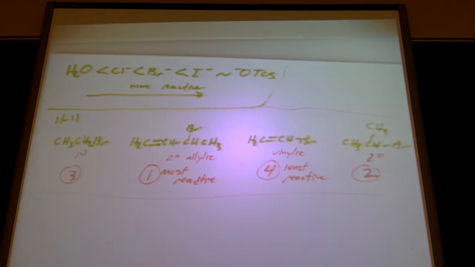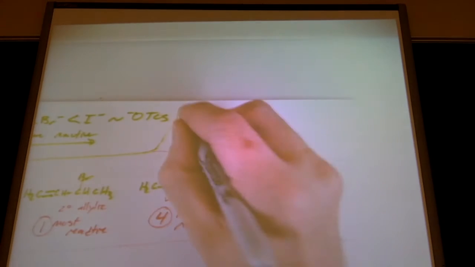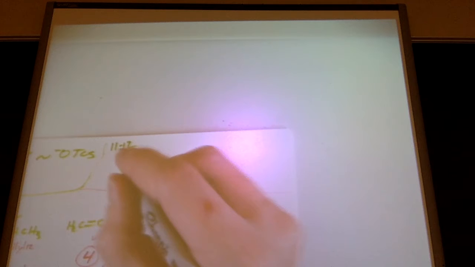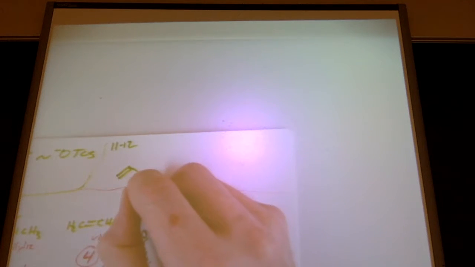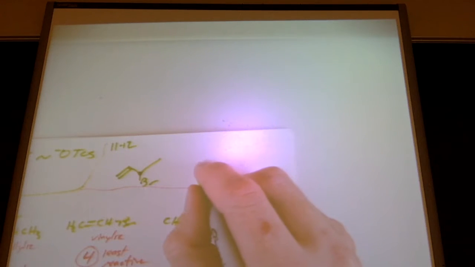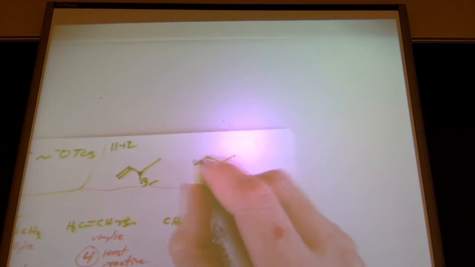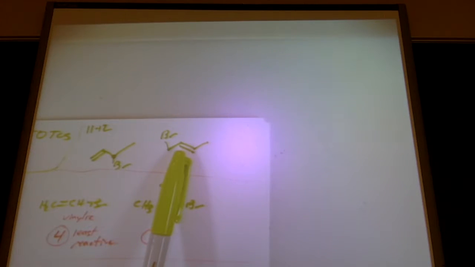Look at 11-12. So 11-12 says 3-bromo-1-butene and 1-bromo-2-butene undergo SN1 reaction at nearly the same rate, even though one is a secondary halide and the other is primary. Explain.